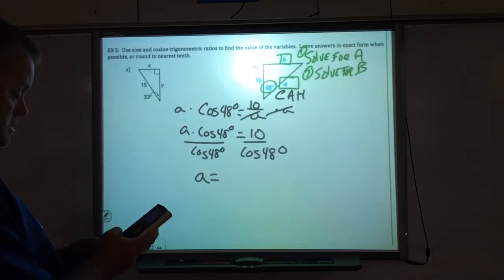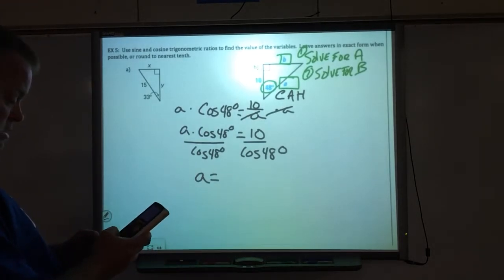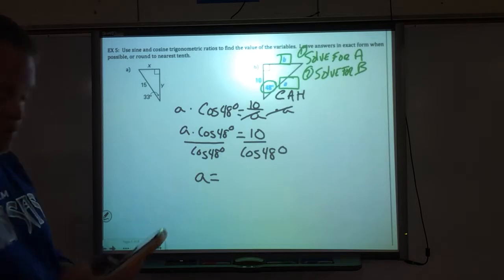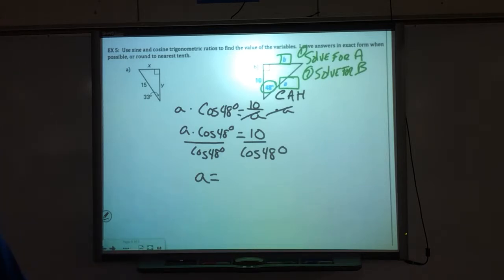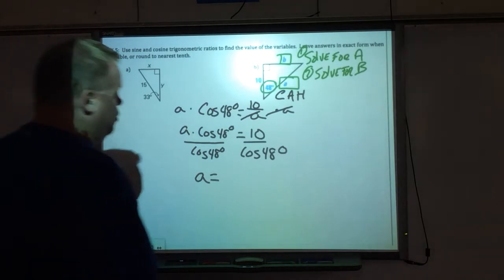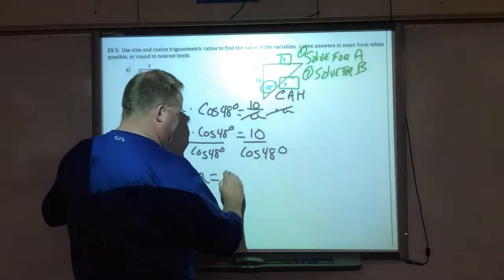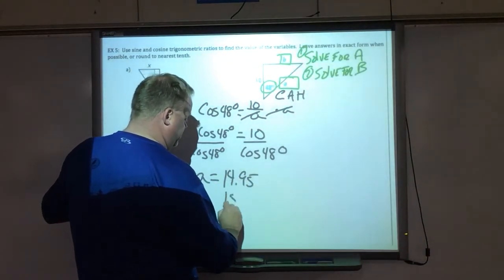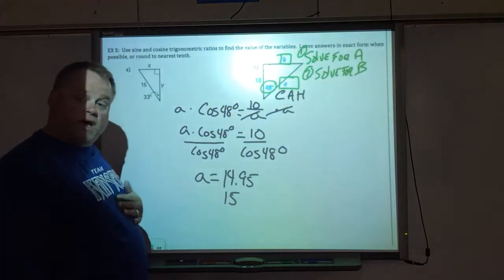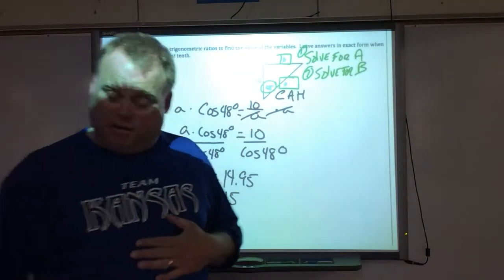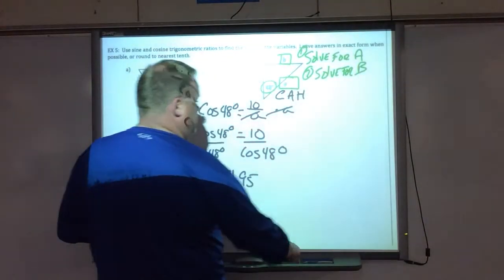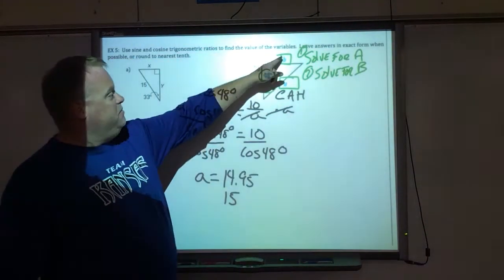10 divided by cosine of 48 should be 14.9, 14.94, roughly 14.95. So you could round up to basically 15. Okay, as you round it up. All right. Last but not least, we need to find B.